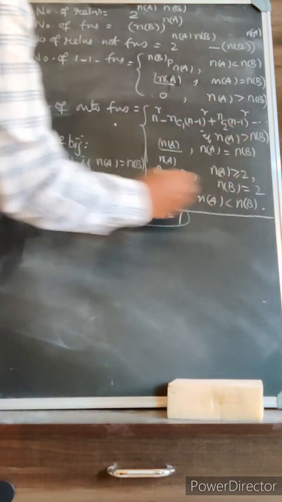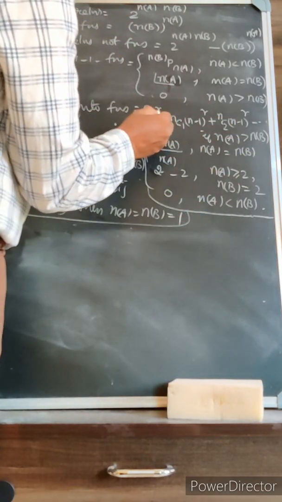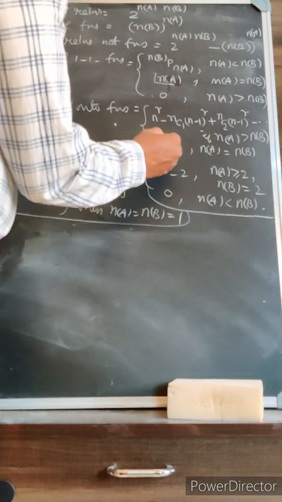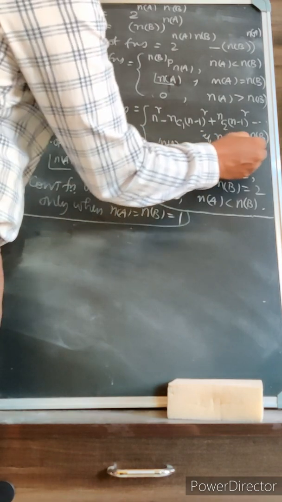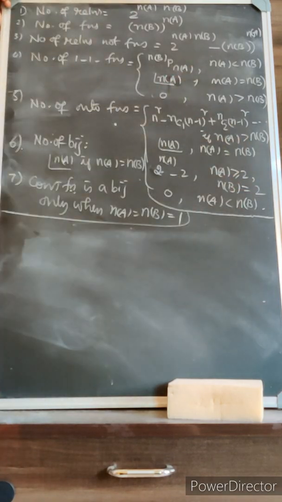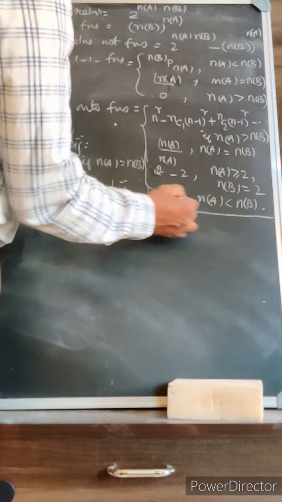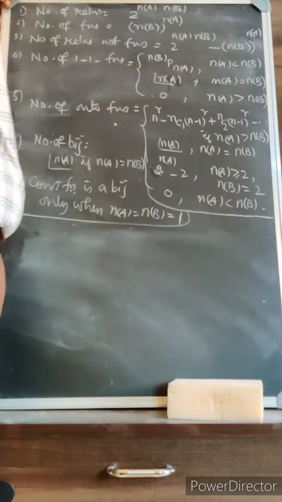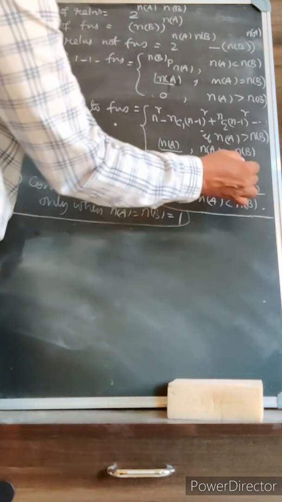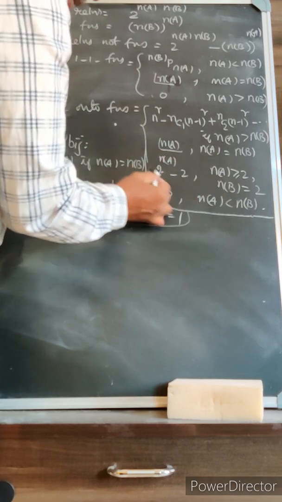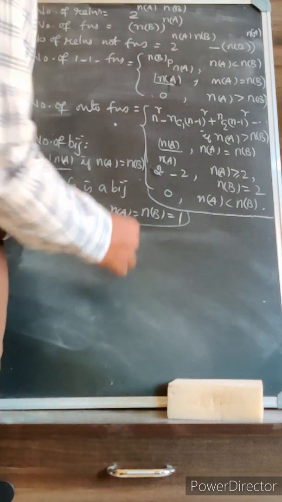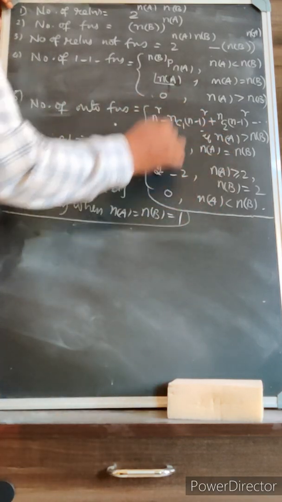This is summarized here. Number of onto functions equal to this formula if n of a is greater than n of b. Number of onto functions is n of a factorial if n of a and n of b are equal. Number of onto functions is 0 if n of a is less than n of b. But when the codomain contains only 2 elements and the domain contains greater than or equal to 2 elements, number of onto functions can be taken as 2 to the power of n of a minus 2. This is about onto functions.